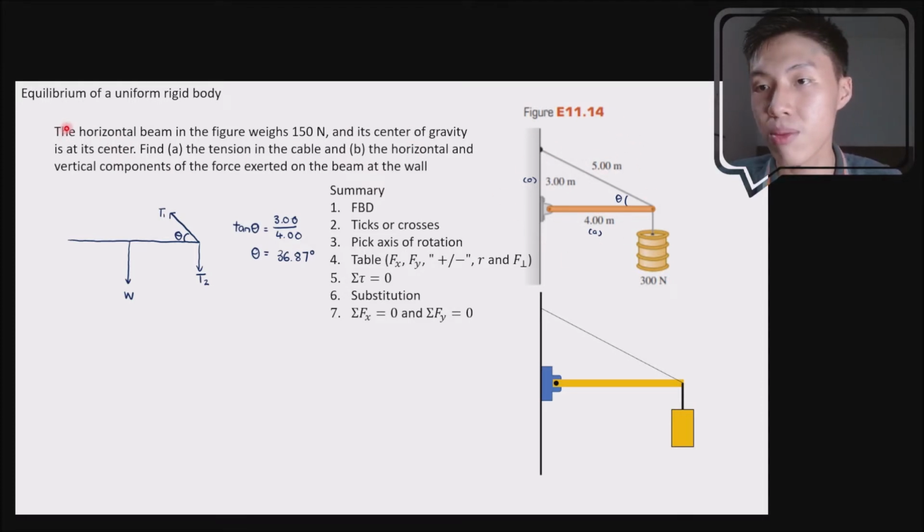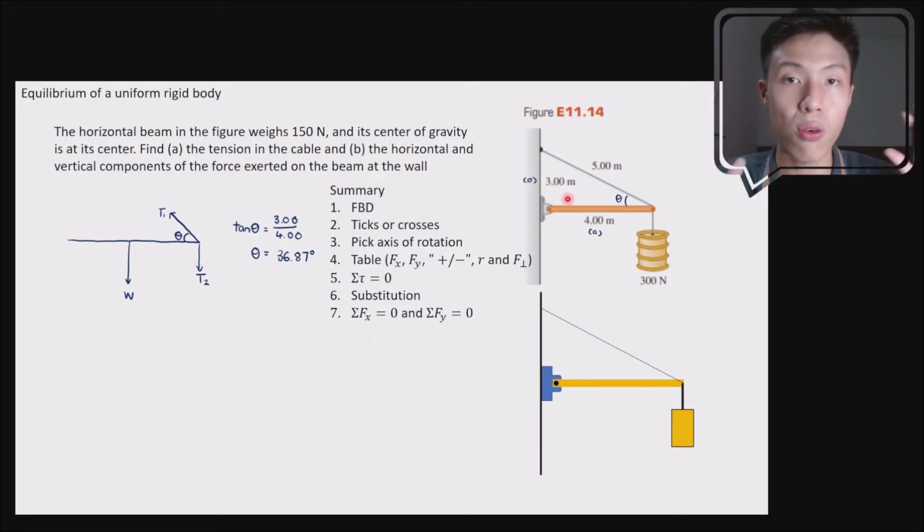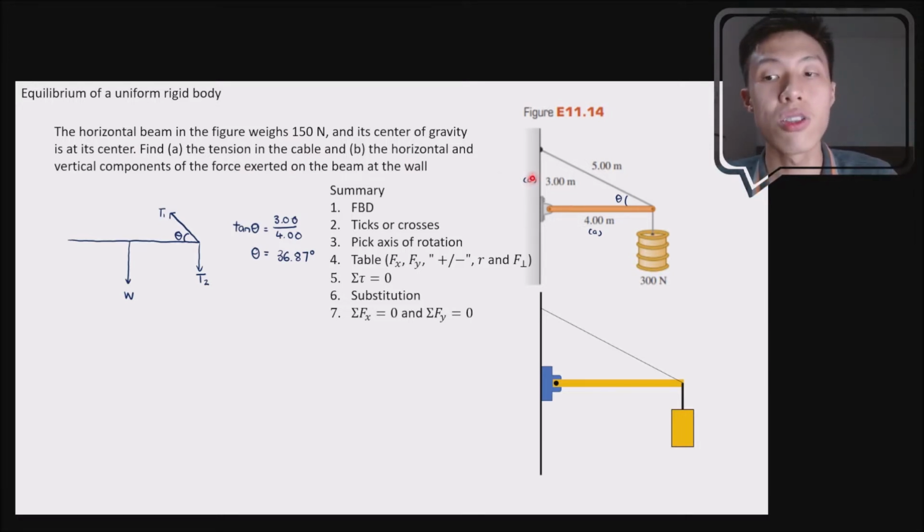In this case, they didn't mention any kind of specific forces exerted by some other stuff, so there will be no external force. As you look at the diagram, there's also no kind of force being indicated here, so there should not be any external force.